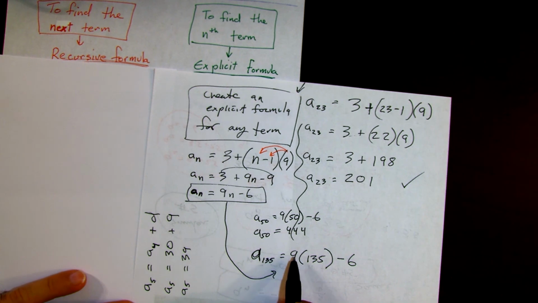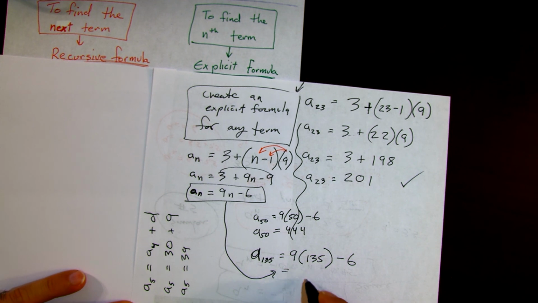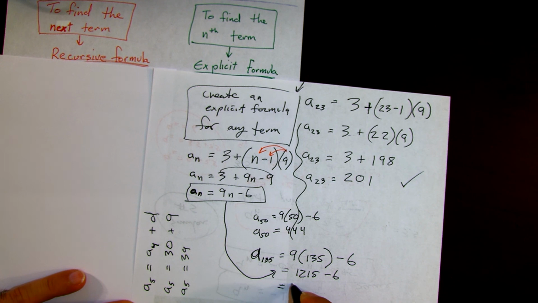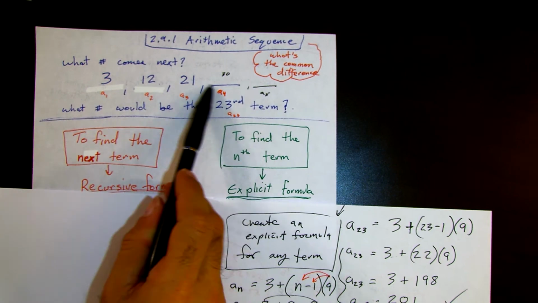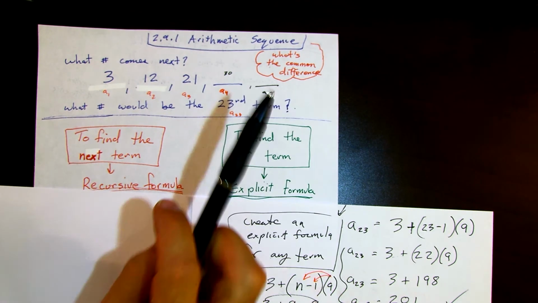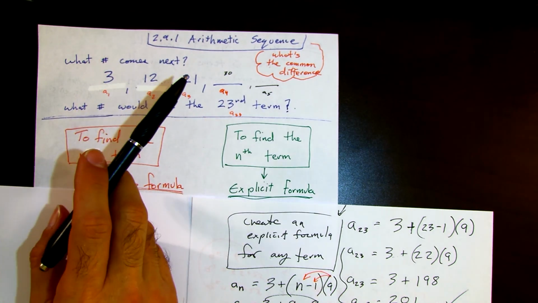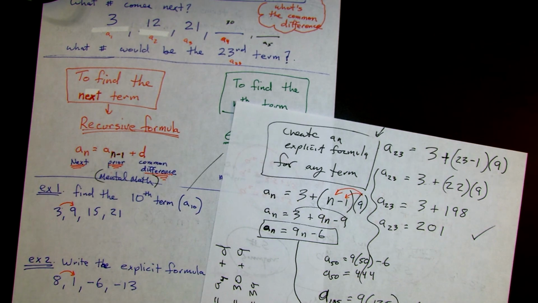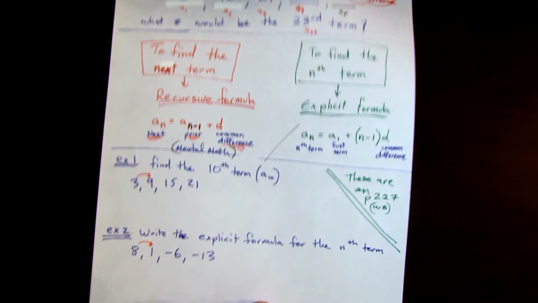Okay. So I worked this out. This looks like it works out to be 1209. So we just figured out the 135th term. Now, if you had to go through this and make dashes and write 135 terms, it would take you all day. So we're going to use the explicit formula. All right. Next, guys, open up.